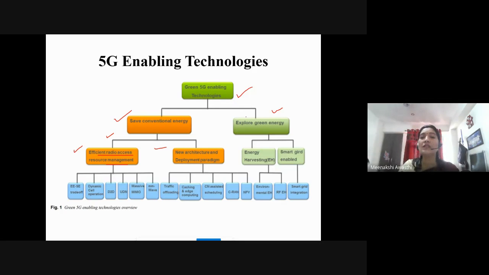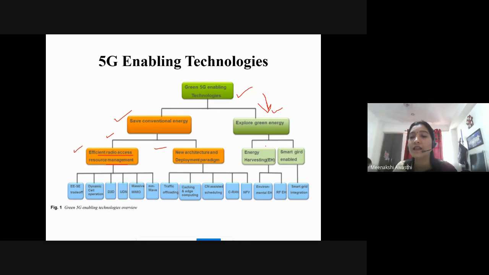Now moving on towards the exploration of green energy. So these are the areas which are emerging as the main research area in 5G if we talk about the energy efficient part. So broadly we can classify it into two parts. First is energy harvesting and second is smart grid enabled.